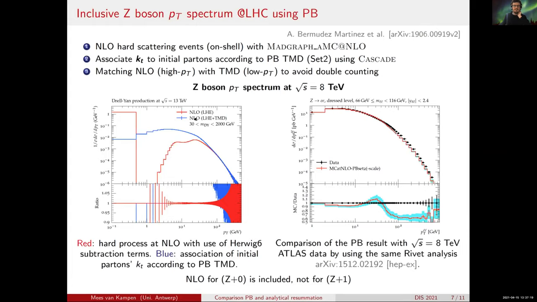So when we then add the TMD, we obtain the blue curve. And if we compare it to ATLAS data, we see that we have a very good description in the low transverse momentum.